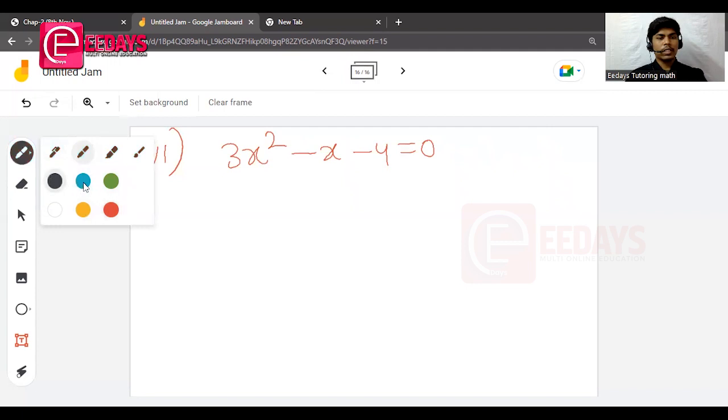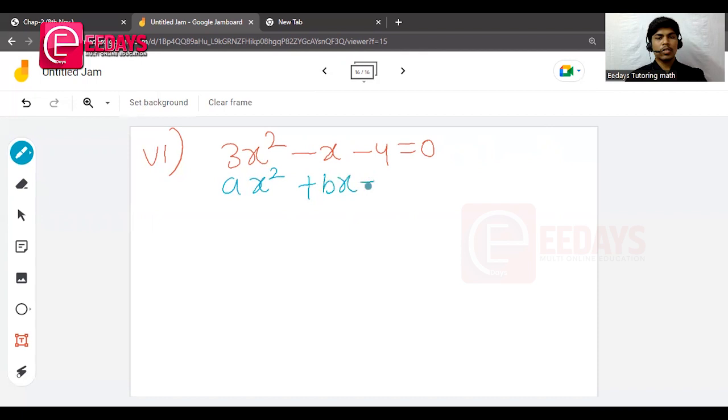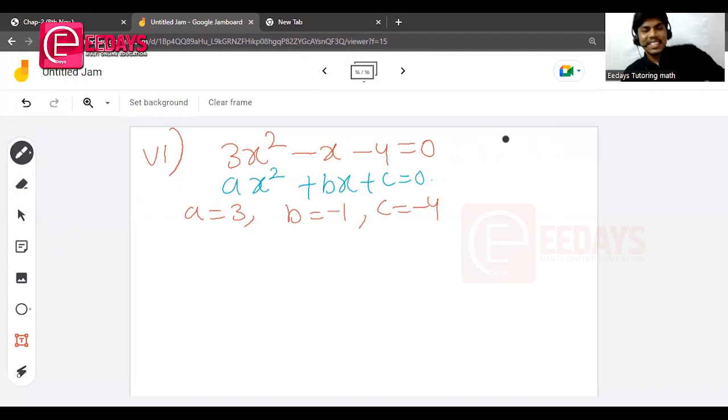Okay. Let's verify what the values of a, b, c are by comparing with the general form, ax square plus bx plus c is equal to 0. Here, in the place of a, 3 is there. In the place of b, minus 1 is there. In the place of c, minus 4 is there. All right. So again, splitting the middle term process.